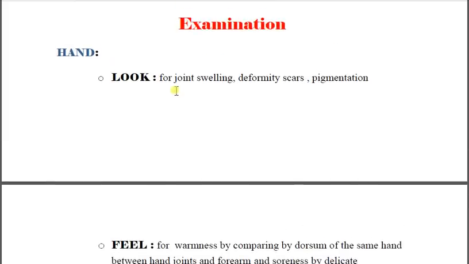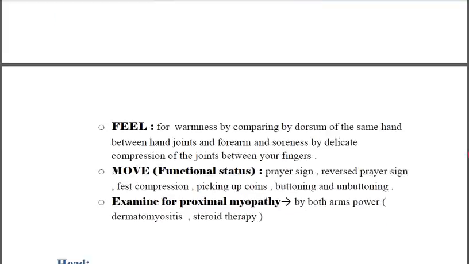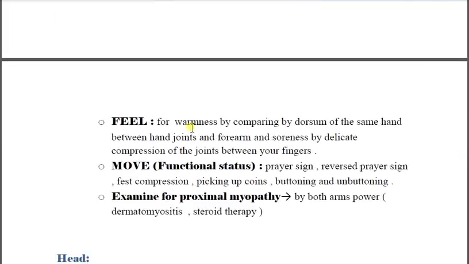Look for joint swelling, deformity, skin rash, scars, pigmentation, muscle wasting, dorsal guttering. Feel, we will feel by two methods here. We will feel the joints, or will do delicate compression for the joints of both hands to know if it is sore or not. And tell the patient, I'm going to do compression, delicate compression in the joints of both your hands. If it is sore, please tell me.